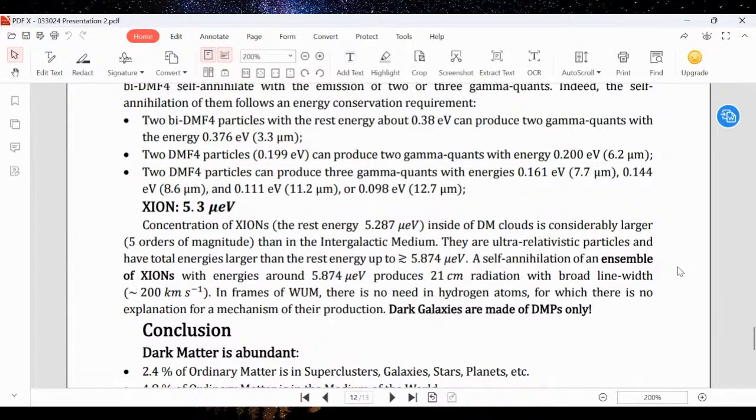A self-annihilation of an ensemble of xeons with energies around 5874 microelectron volts produces 21 centimeter radiation with a broad line width of about 200 kilometers per second. In the frames of Wurm there is no need for hydrogen atoms, for which there is no explanation for a mechanism of their production. Dark galaxies are made of dark matter particles only.